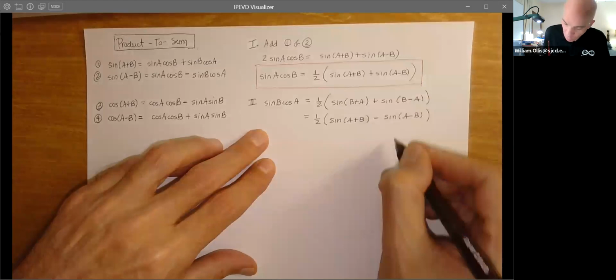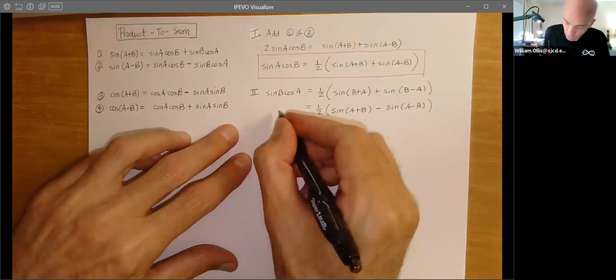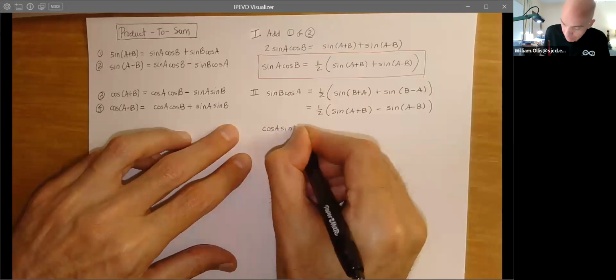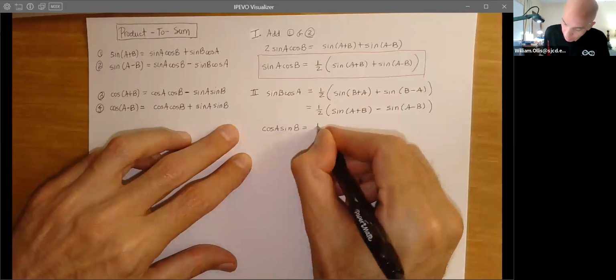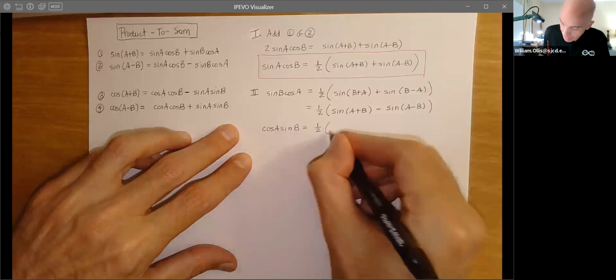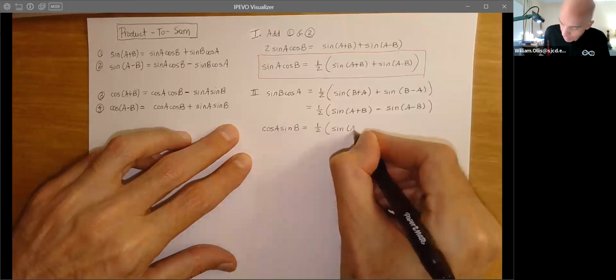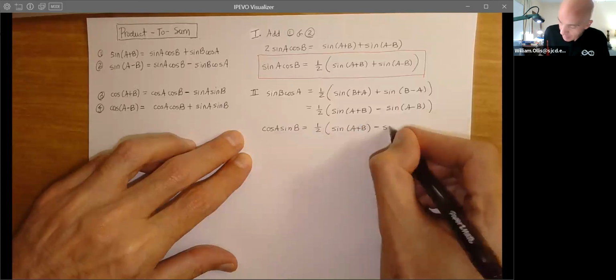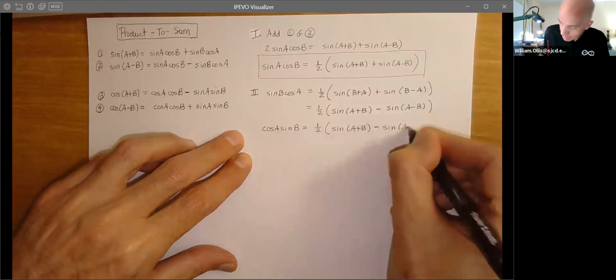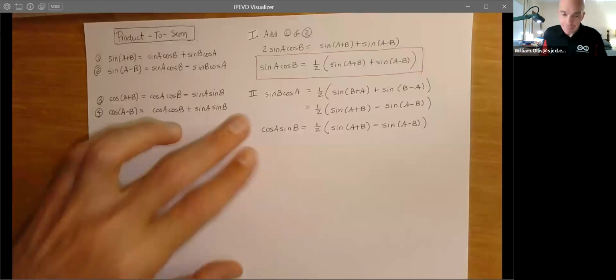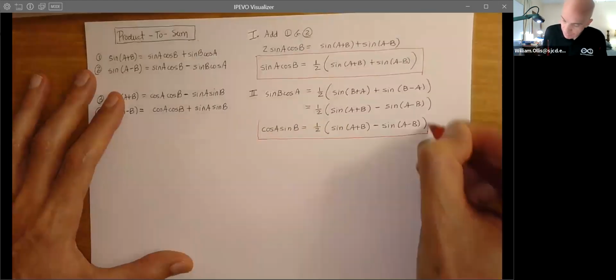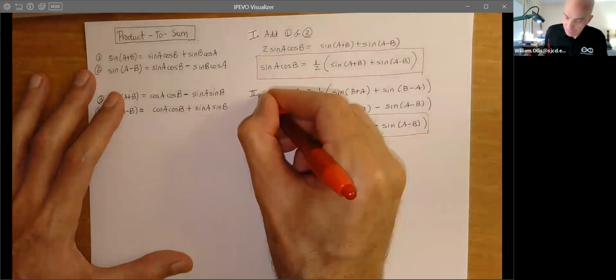So now I'll just write it and do it in alphabetical order. Cosine A sine B is now 1/2 sine A plus B minus sine A minus B. So that's easy enough. That's the second one.